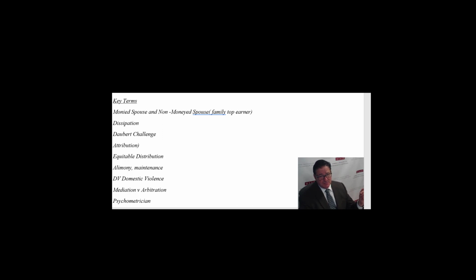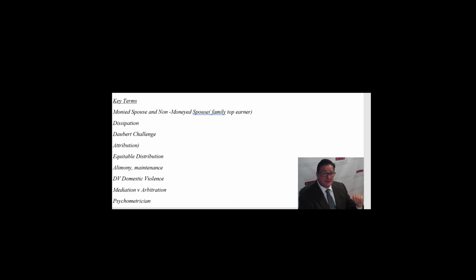The first one is moneyed spouse, non-moneyed spouse. This is a politically correct way of discussing males, who's the breadwinner, who's not. And also with same-sex marriages, this is used a lot because, if Frank and Frank or Sue and Sue are getting divorced, usually you have the moneyed spouse, non-moneyed spouse. Again, this is a politically correct, convenient way to discuss things with the marriage.